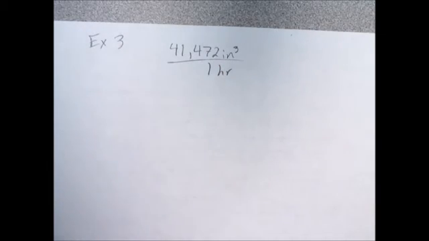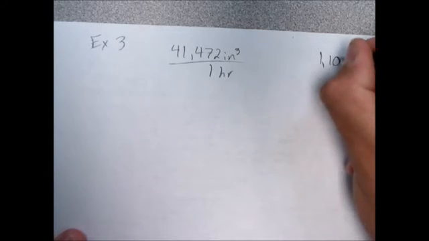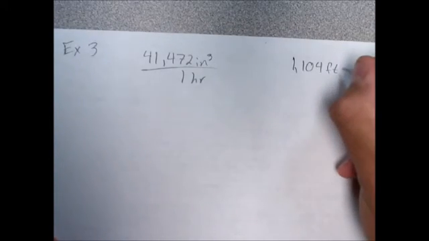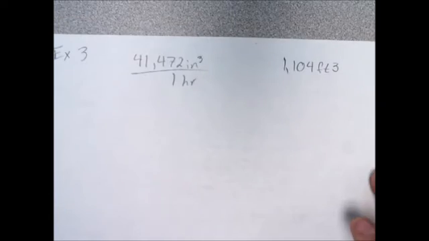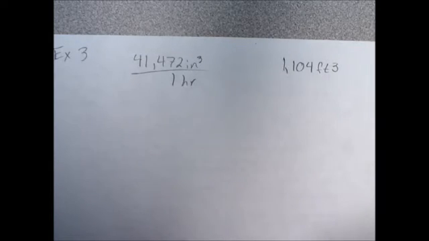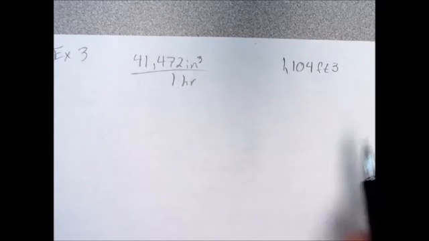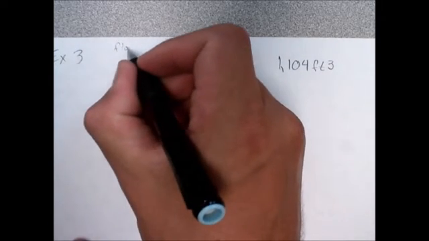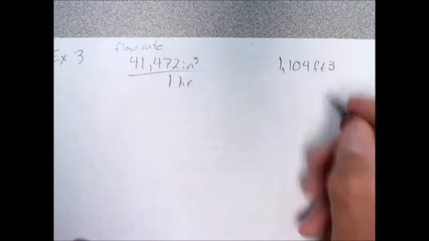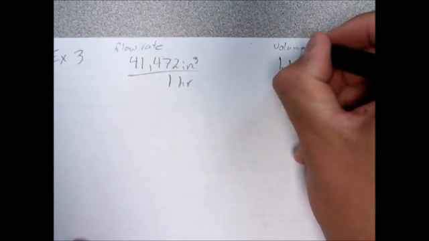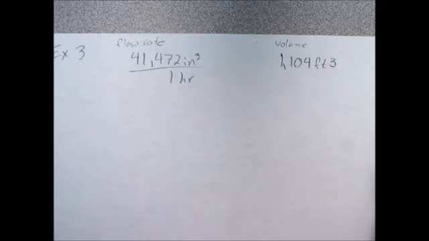Filling up a pool. The volume of the pool is 1,104 cubic feet, so feet cubed. So this is the flow rate right here. This is the volume of the pool. So the hose works in inches because it's probably smaller, and the pool is obviously the larger of the two things, and they measured that in feet. So we need to convert one to the other.